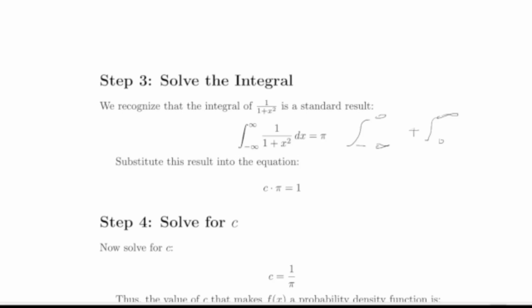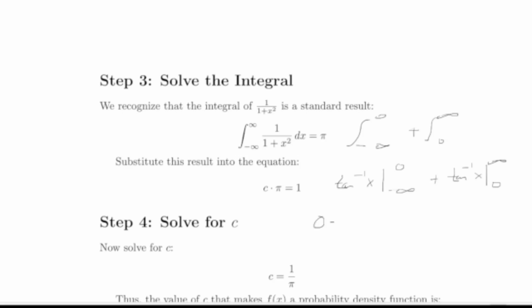Now, if we integrate 1 over 1 plus x squared, that is just inverse tangent of x, and then we're going to go from negative infinity to 0, and then 0 to positive infinity. Technically, you need a limit. So first we look at the inverse tangent of 0. That's just going to be 0.